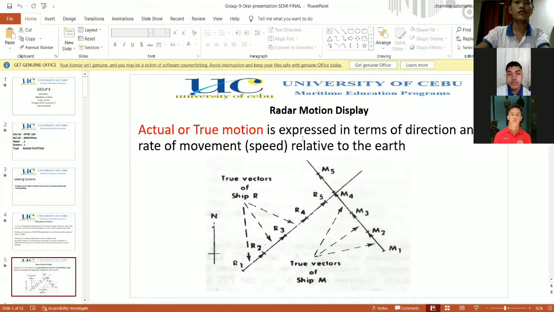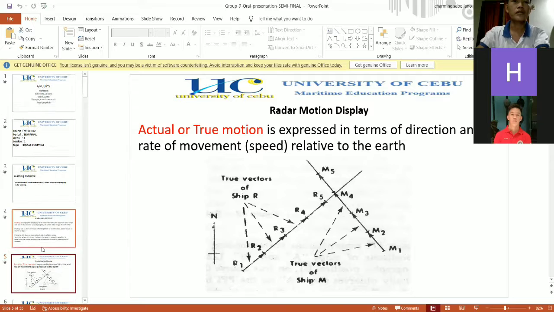The actual or true motion is expressed in terms of direction and rate of movement, or speed, relative to the Earth. As you can see in this image, the true vectors of ship R and the true vectors of ship M. As you observe here, we have R1, R2, R3, R4 to R5, and M1 to M5. These are intervals of every 6 minutes, so every 6 minutes the vectors change.